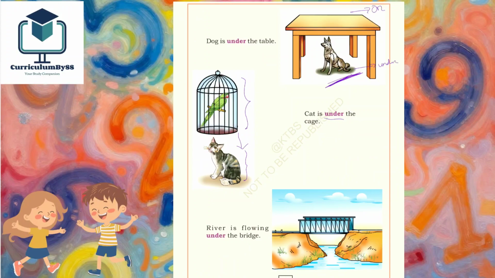River is flowing under the bridge. So if this is the bridge, the river is flowing under the bridge. Hence it is given, river is flowing under the bridge.